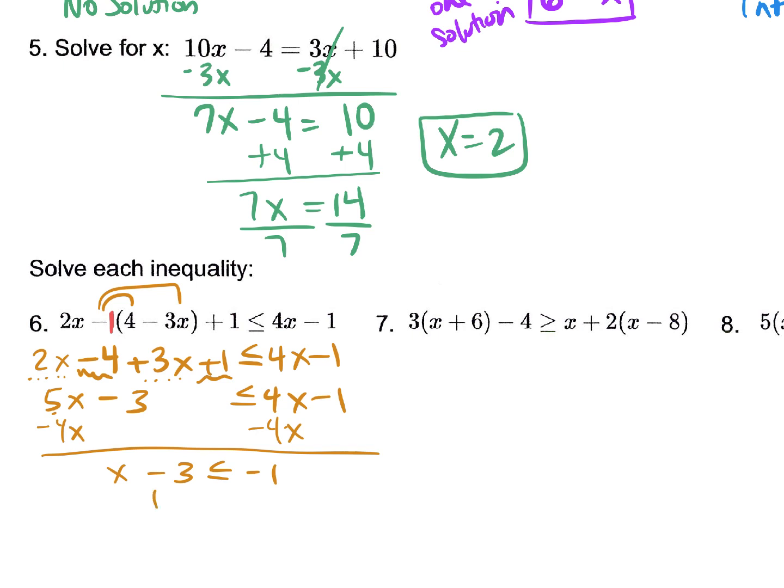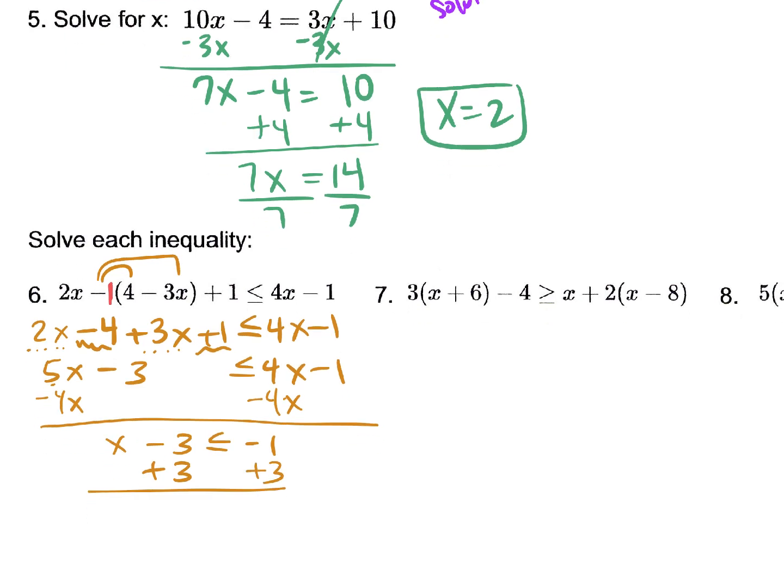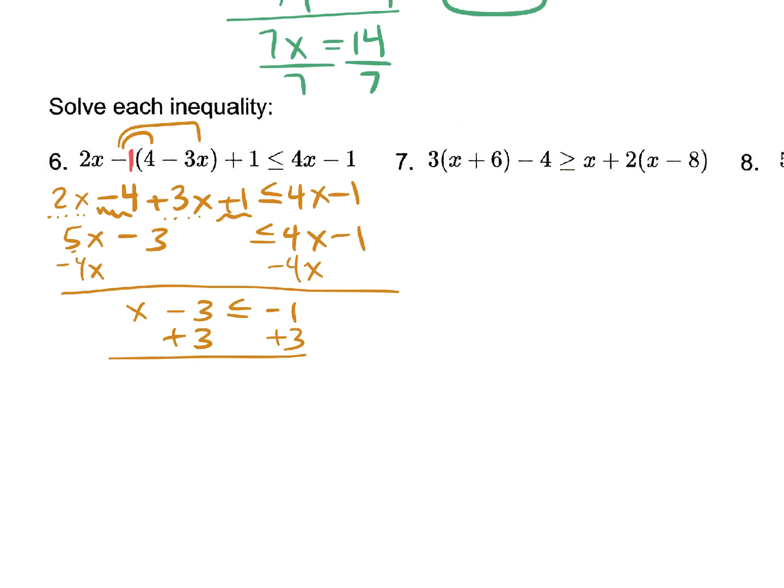The last part is to add 3 to both sides. When you add 3 to both sides, you end up with x is less than or equal to positive 2. So normally this would be our last step, but the problem here is that we still have to go through and draw it on a number line.